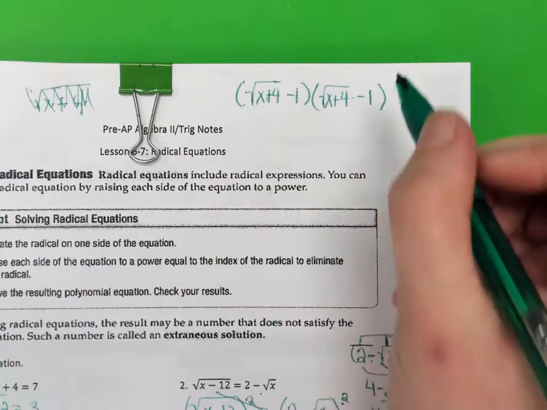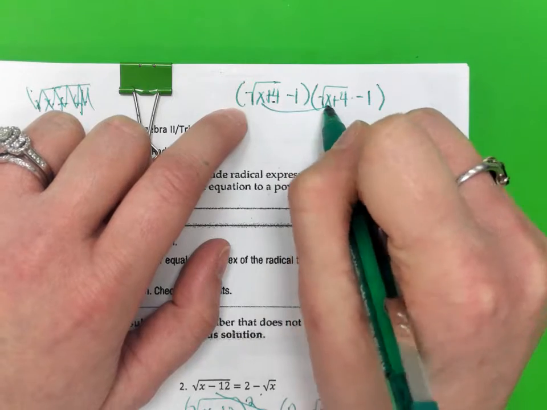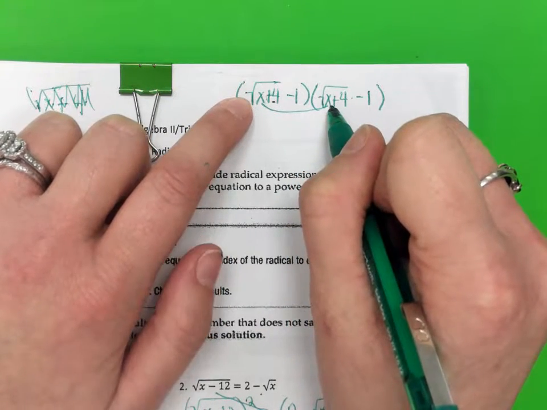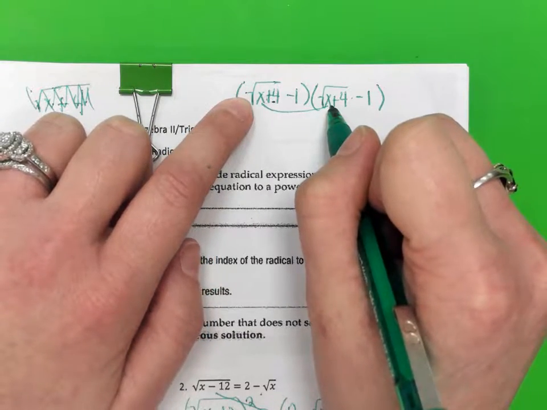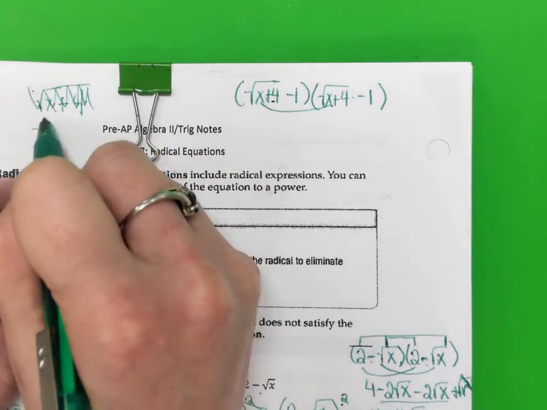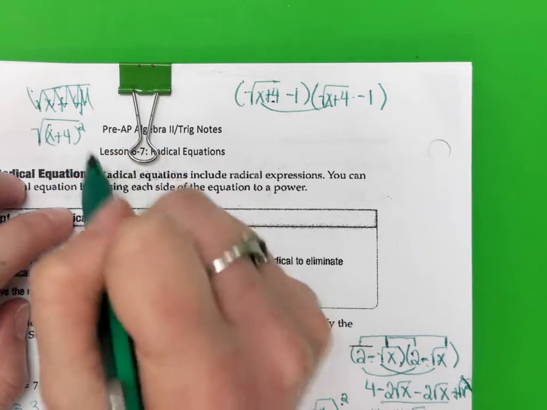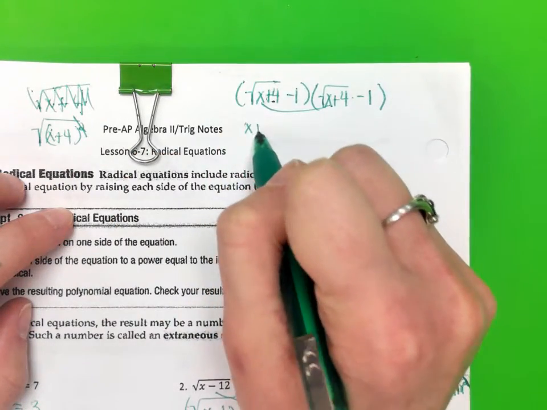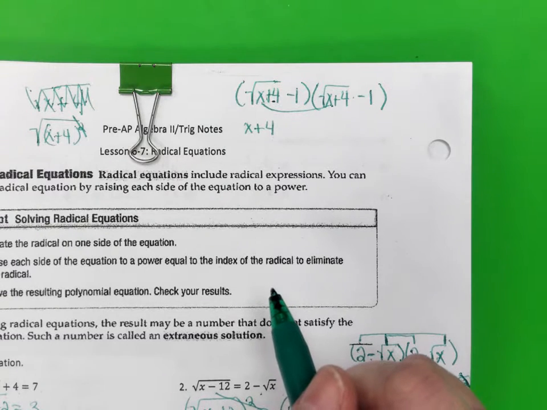You ready? All right, first are these two. What happens when I multiply the square root of x plus 4 times the square root of x plus 4? How many of them do I have? 2. So I have the square root of x plus 4 squared. What happens? Cancel out, so I just have x plus 4. Are y'all okay with that?